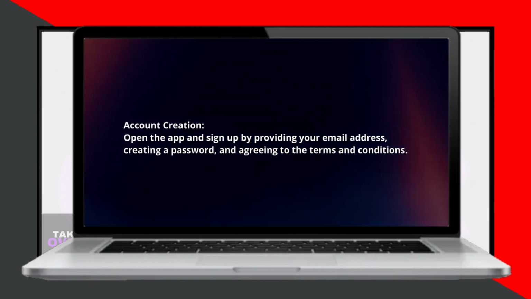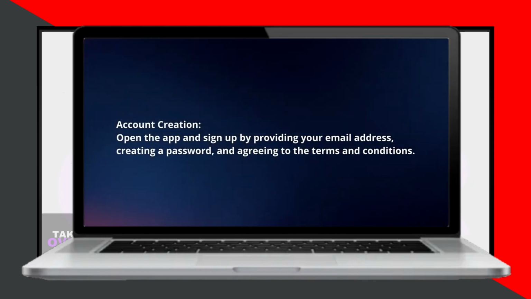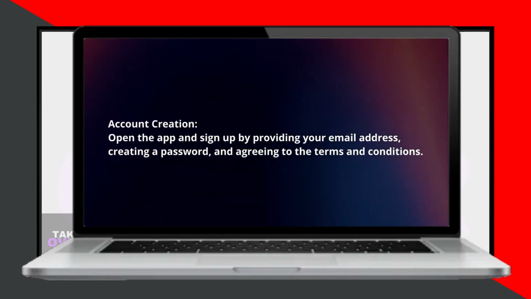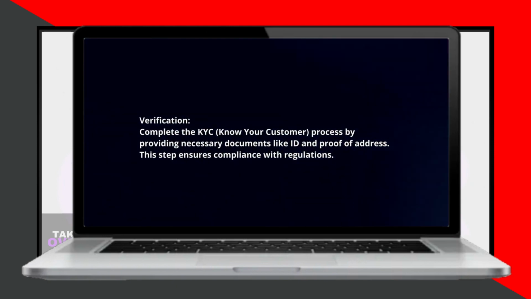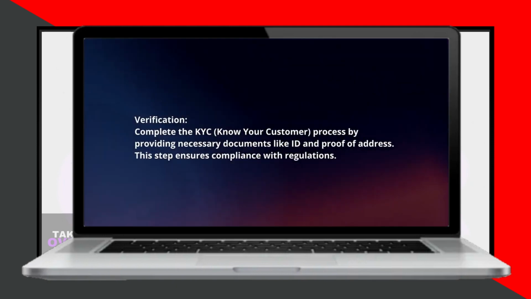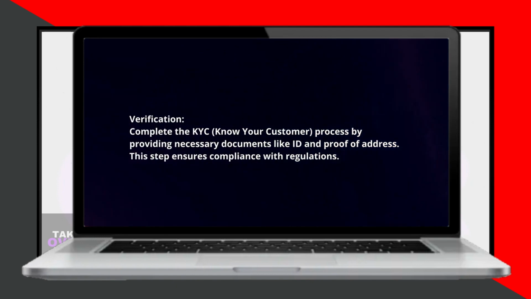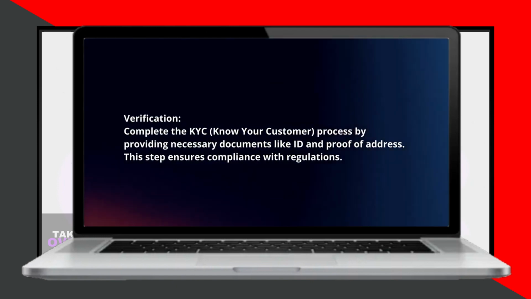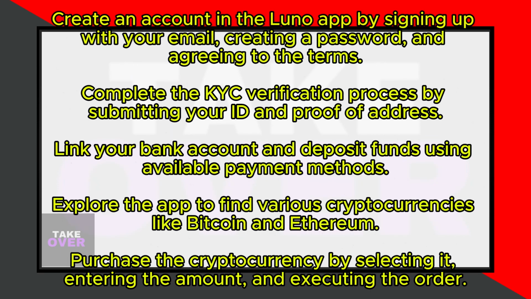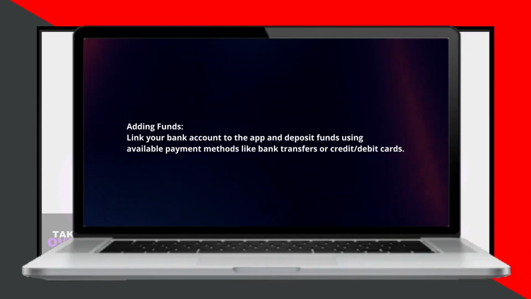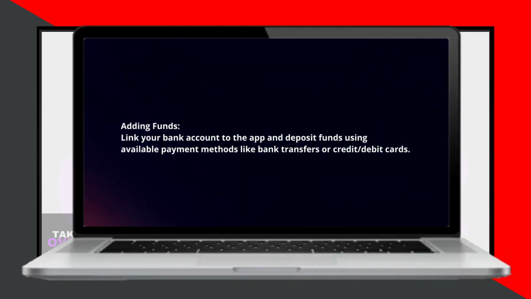Open the Luno app and sign up by providing your email address, creating a password, and agreeing to the terms and conditions. Once your account is set up, you must complete the Know Your Customer (KYC) verification process. This involves submitting necessary documents such as your ID and proof of address to ensure compliance with regulatory requirements.